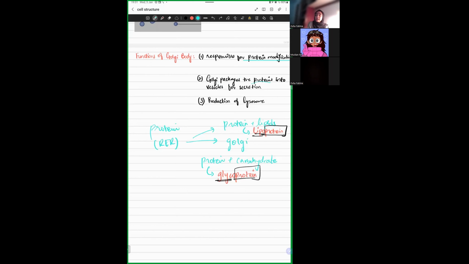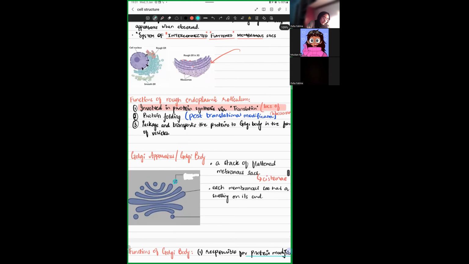And how does it package? Again, Golgi makes vesicles of it. And these vesicles, as you can see here, this is a vesicle, this is a vesicle. All these vesicles are pinched out. The swelling at the end of each one, what is it basically?